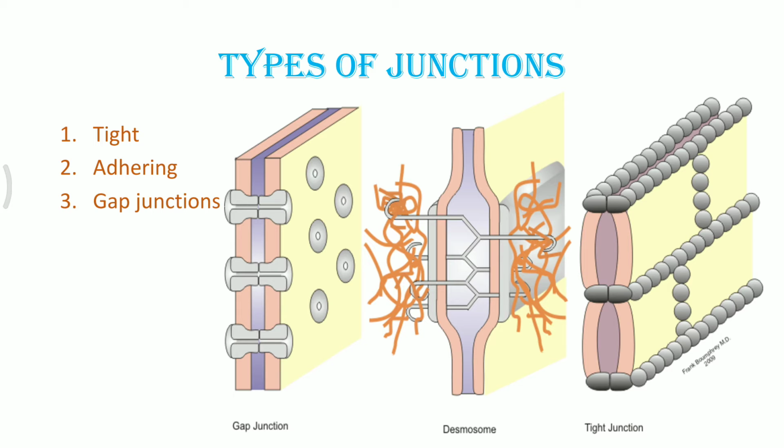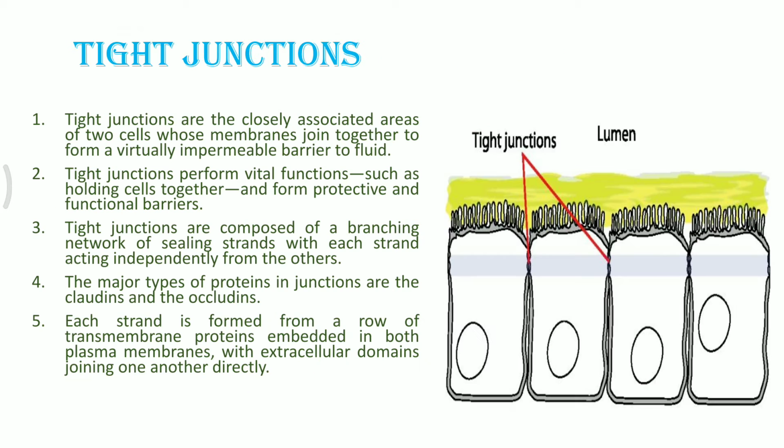There are three basic types of junctions: the tight junction, the adhering junction, and the gap junction. And there is one more, intercellular bridges, which are present in the attachment of two cells, and those are known as the desmosomes. We will be studying the tight junctions first.